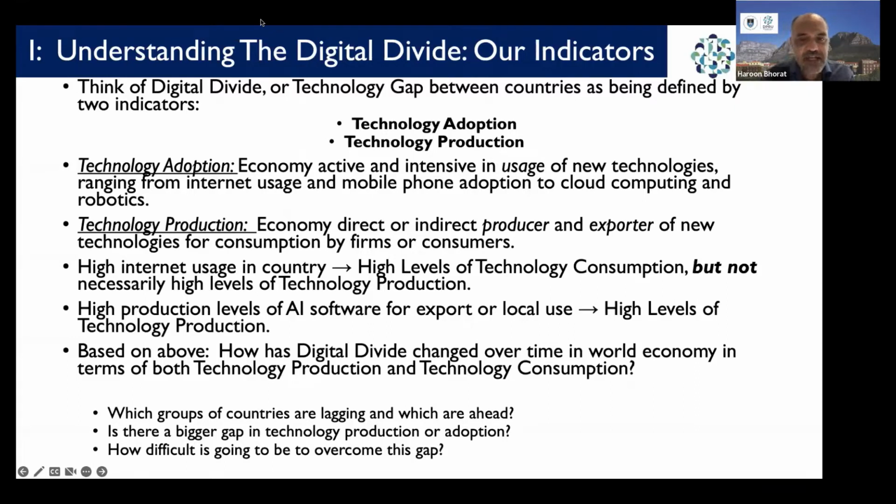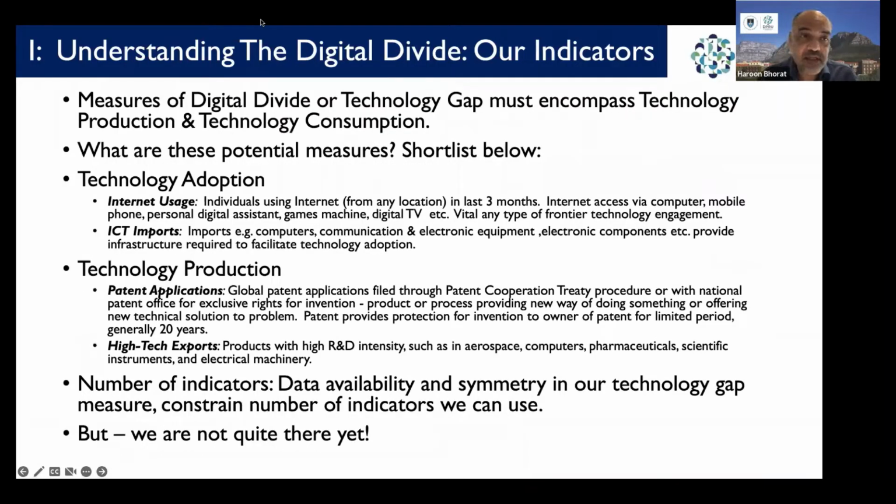So if every country's pace of adoption, right, technology adoption, so usage, and technology production was exactly at the same rate over time, we don't have a digital divide. But if that gap's growing and it's growing faster between certain countries, well, then we've got a problem, right? And as we start thinking about technology production and consumption, we need to think also about how to overcome that gap. So what are the potential measures?